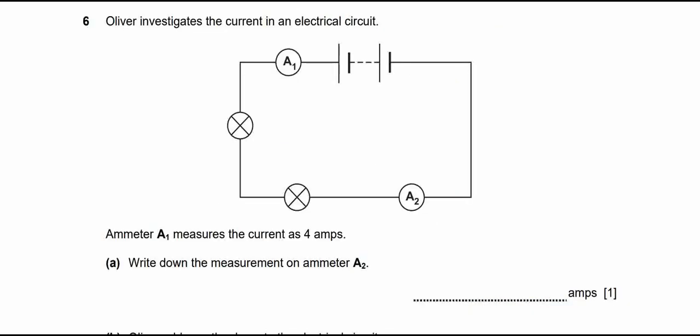Question 6 says, Oliver investigates the current in an electrical circuit. Ammeter A1 measures the current as 4 amps. Write the measurement on ammeter A2 here. Got 10 seconds?